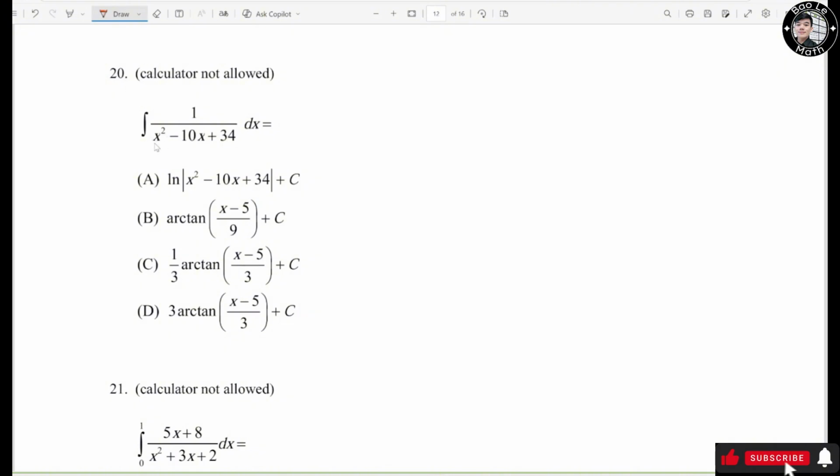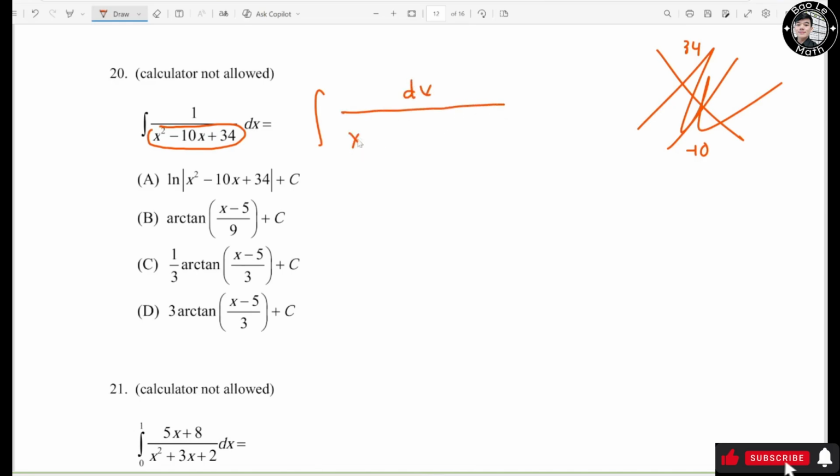Question 20. The antiderivative of 1 over s squared minus 10s plus 34. If you see a quadratic on the bottom, the first thing you need to do is factor it. So we need to find two numbers that multiply to 34 and add up to negative 10. It is impossible. The second thing you need to think about is completing the square. So this can be written as the antiderivative of ds over s squared minus 10s, plus, put a blank right here, plus 34.